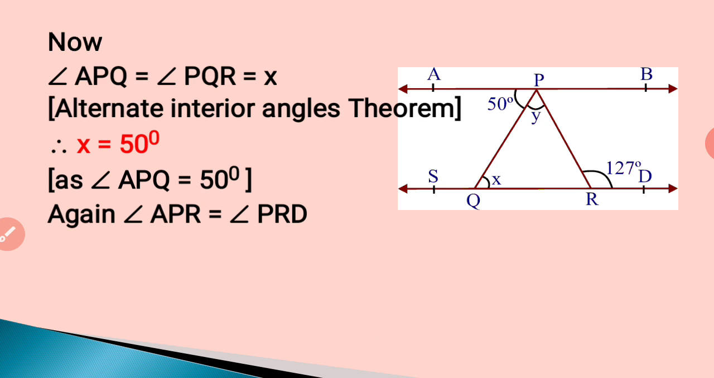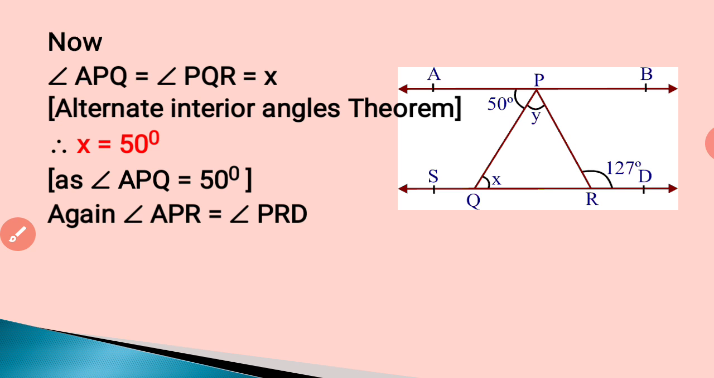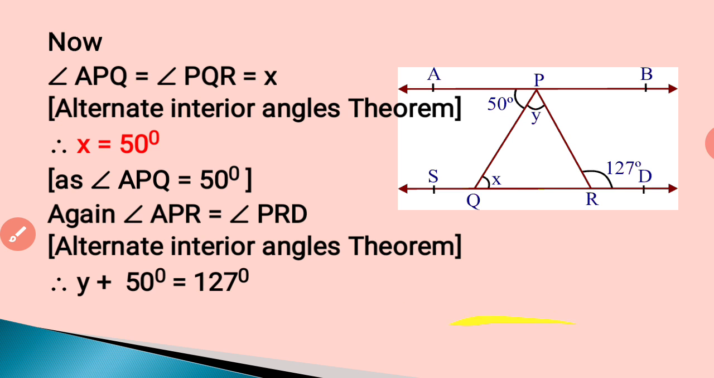Next, if we talk about PR as the transversal, in that case angle APR and angle PRD will also be alternate interior angles, so they are equal. So we can say that 50 plus y will be equal to 127, and with this we will get the value of y. Y comes out to be 77 degrees.